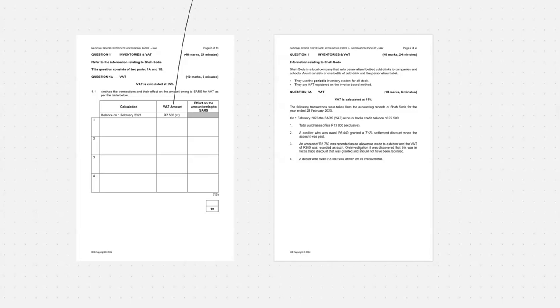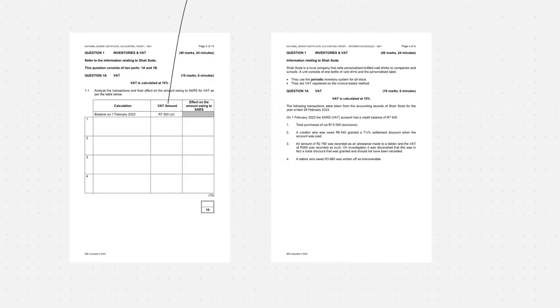Okay, so back to the lesson. So we have here question one, which is VAT. Like I said, we are given the following information relating to Shah Soda. Shah Soda is a local company that sells personalized bottled cold drinks to companies and schools. A unit consists of one bottle of cold drink and the personalized label. They use the periodic inventory system for all stock. They are VAT registered on the invoice-based method.